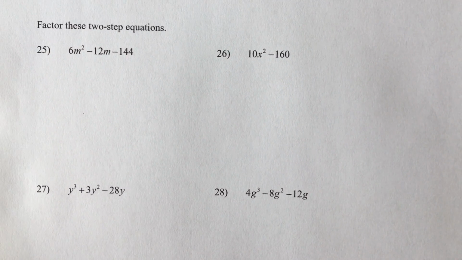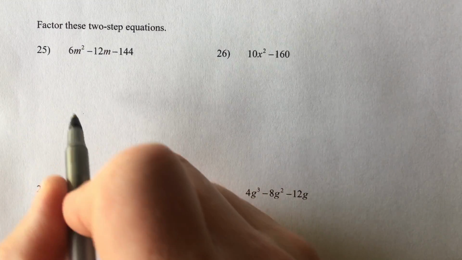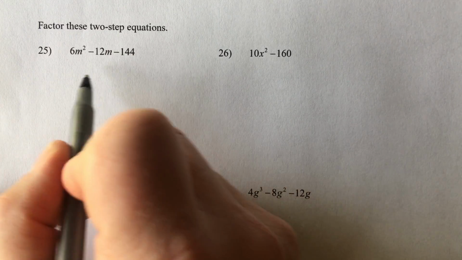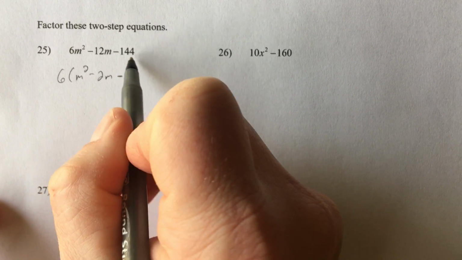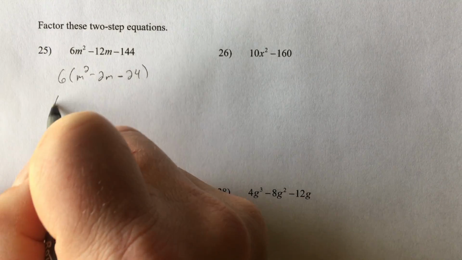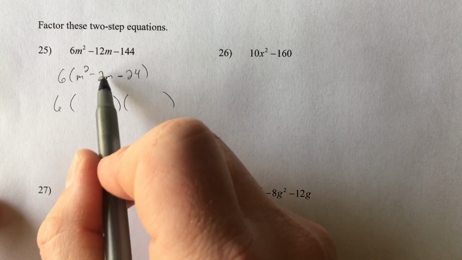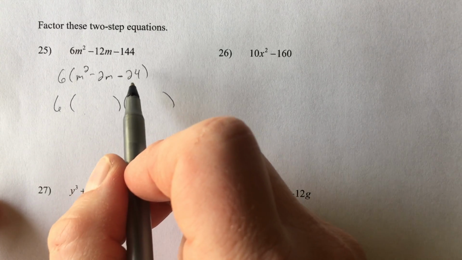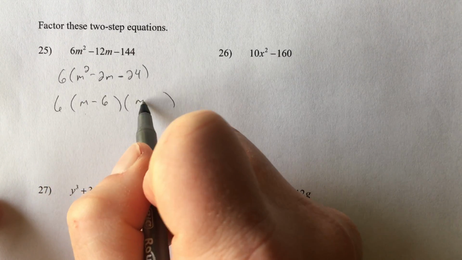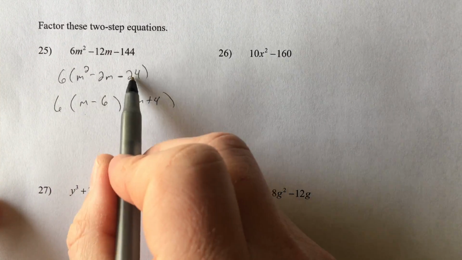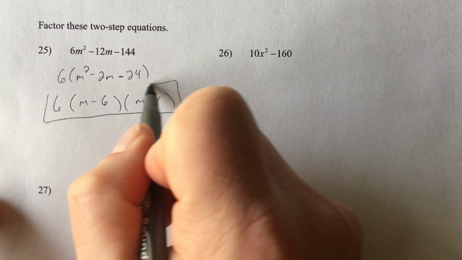Then below that, it says to factor these two-step equations. So we're going to be able to pull something out first and then factor what's left over. So for this first one, I can pull a 6 out of those. I'd have m squared minus 2m minus 24. Now I'm thinking about two numbers that multiply to equal negative 24 and add to equal negative 2. So there's a lot of numbers that do 24, so you got to be a little patient here. Eventually you'll get negative 6 and positive 4. Negative 6 times 4 is negative 24. Negative 6 plus 4 is negative 2. And then there's our answer.